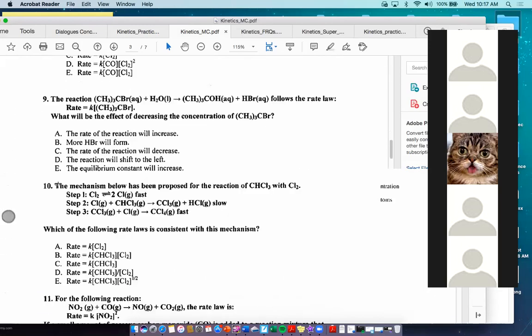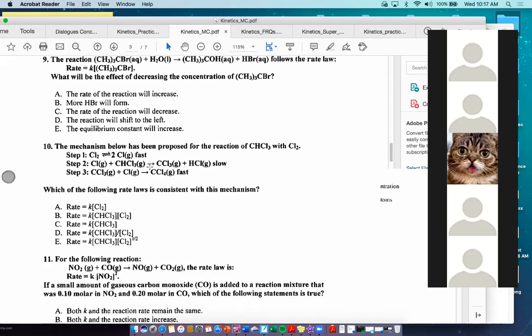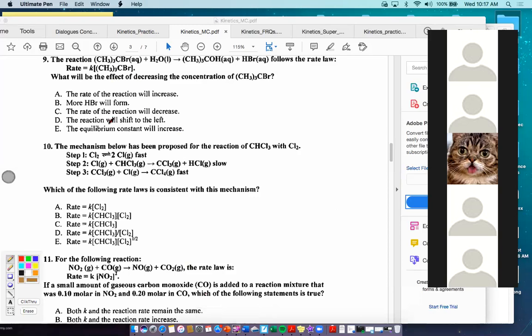Okay, I'm looking at question 10 because this is a reaction mechanism question. This is going to be a good one for us to go over. So question 10 here. I am reacting CHCl3 with Cl2. The overall reaction can be written in these steps. Looks like step 1 and step 3 are fast. Step 2 is slow. So right now I know that step 2 is my rate determining step.